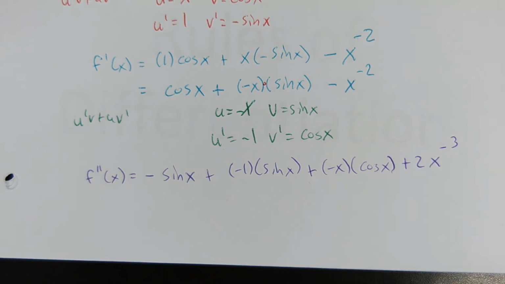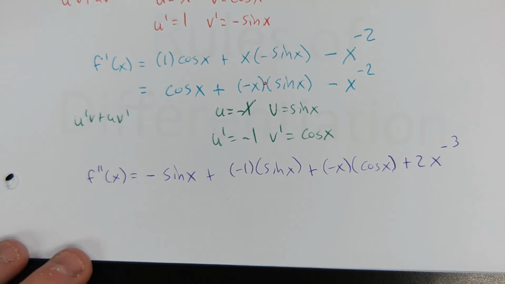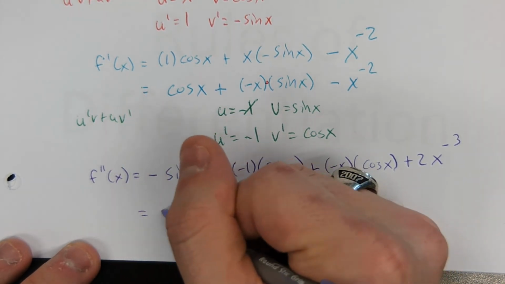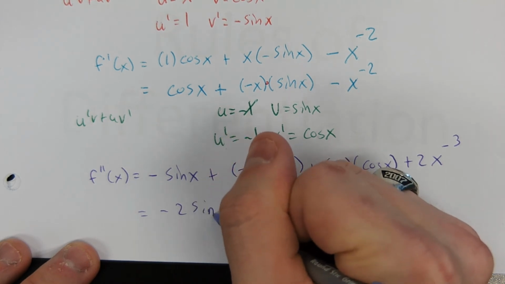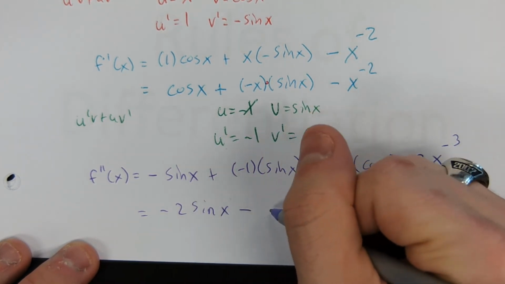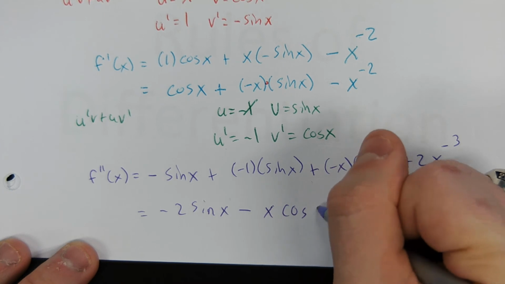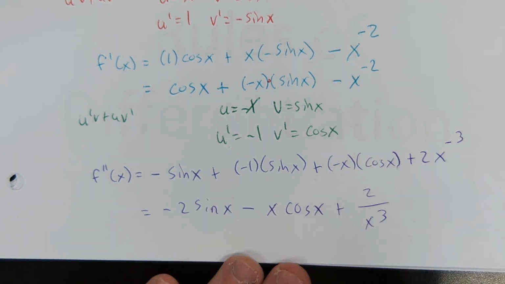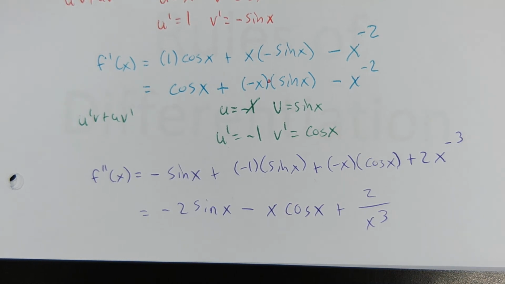And it's only going to clean up a little bit, to be honest with you. These two are like terms. This is negative sine of x, and so is this. That's really the only thing I see that's going to be pretty. So this is negative sine x minus sine x. I have negative 2 sine x minus x cosine x plus 2 over x to the third, because we don't want negative exponents. Yuck.